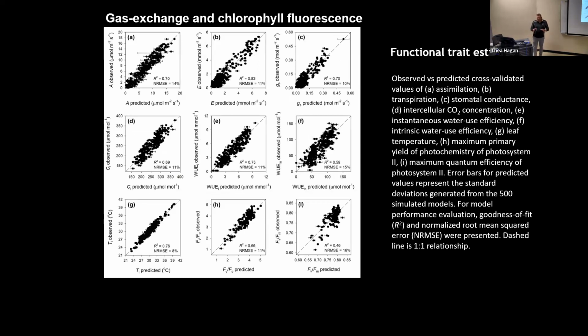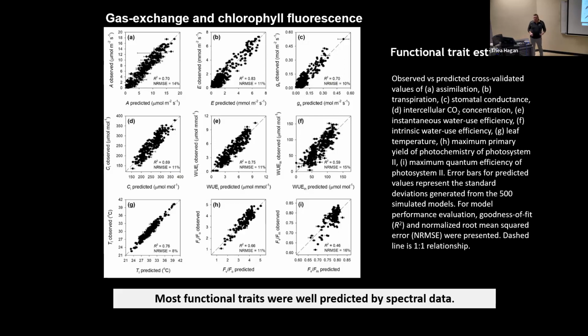And so I'm going to click through these. Don't worry about the actual parameters on here. What I want you to look at is from the bottom left to top right for each of these, right? So these are gas exchange and chlorophyll fluorescence. So you have things like photosynthesis, stomatal conductance, water use efficiency, leaf temperature, and chlorophyll fluorescence. Look at the bottom left, top right, right? Most of these traits we were able to model pretty well. We were pretty happy with these outcomes, okay?